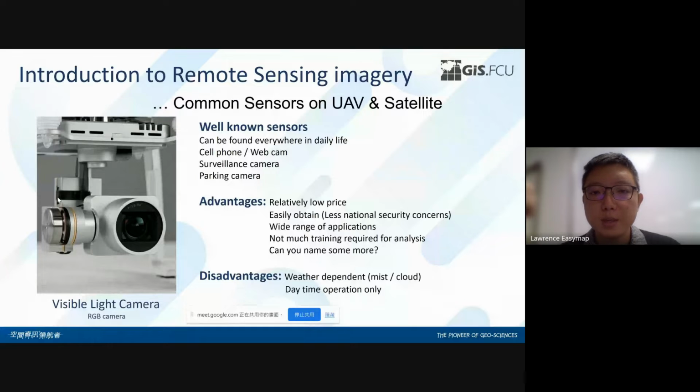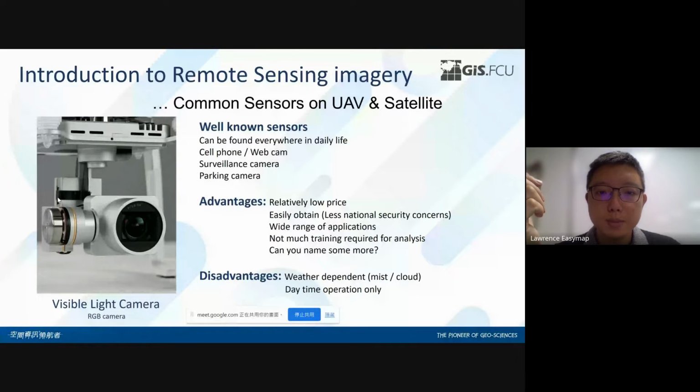Therefore, it has the advantages that it is relatively low price and easy to obtain. My cell phone has 3 cameras. I think some of you may have 4, and some maybe even more. It has a wide range of applications. You can take pictures for leisure, for surveillance, and for a lot of professional purposes. And you need not have much training for the analysis. Maybe you have some more ideas about the applications. Tell me in the chat room.